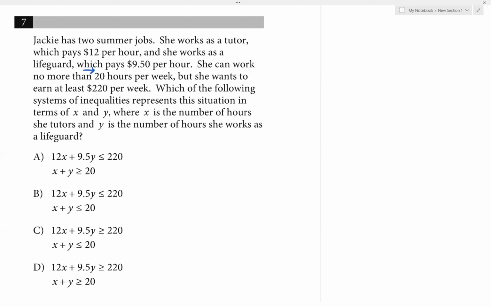Okay, so how do we write an equation to represent the total number of hours? Well, we know X represents number of hours she tutor and Y is the number of hours she works as a lifeguard. So we add the 2 numbers, right? X and Y, that would be the total hours. Have to be what? No more than 20, right? So it had to be less than or equal to 20. Okay, so it had to be either smaller than 20 or equal to 20, but cannot be more than. Right, cannot go over 20. So that should be one of the inequality. So based on that, we can eliminate A and D.